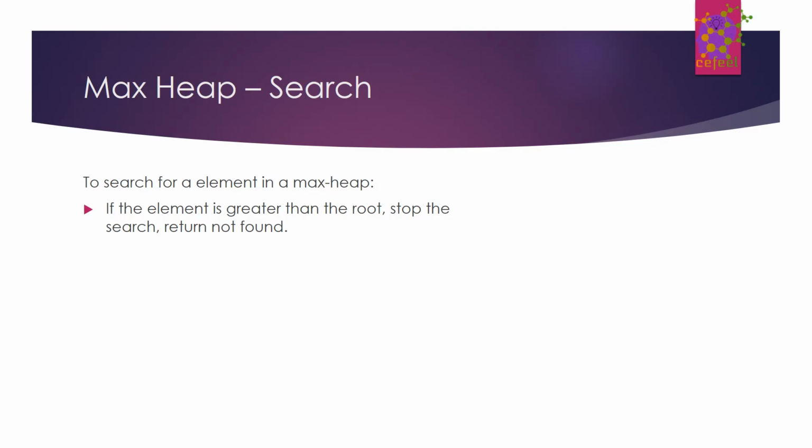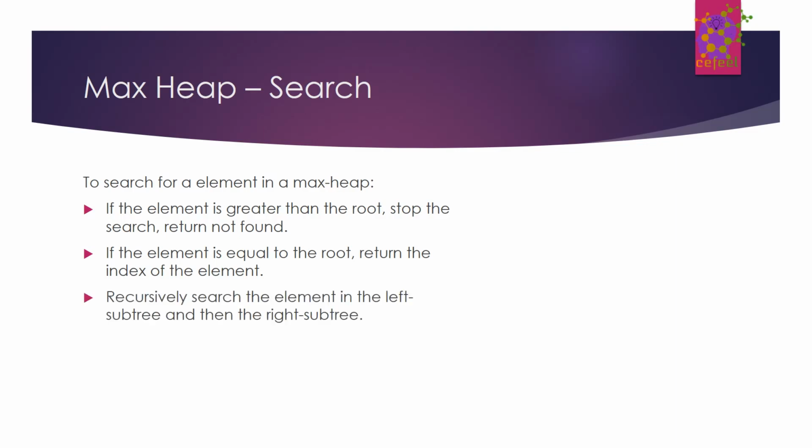If the element we are searching for is already greater than the root, we know the element is not present in the heap because the root node is the maximum in the heap. So we just return not found. If the element is equal to the root, which means we have found the element, then we just return the index of the root, and then we are done.